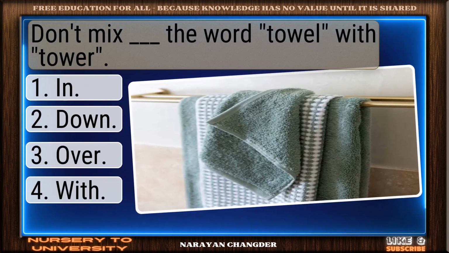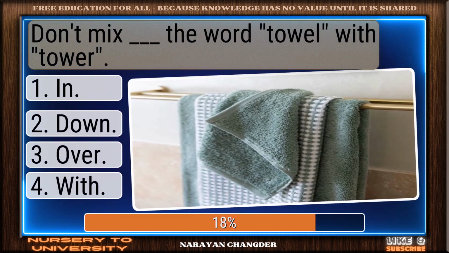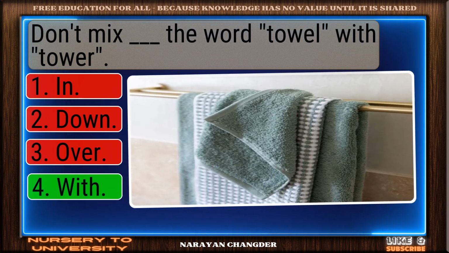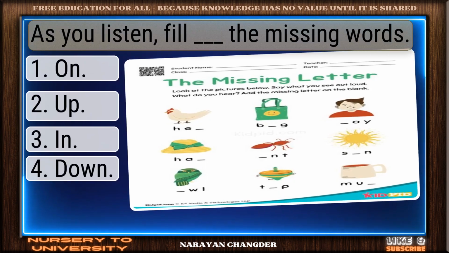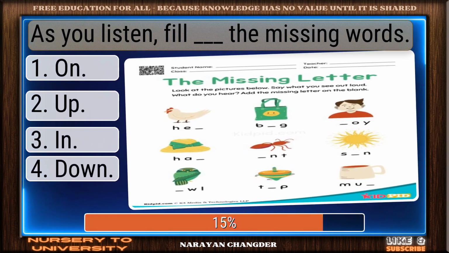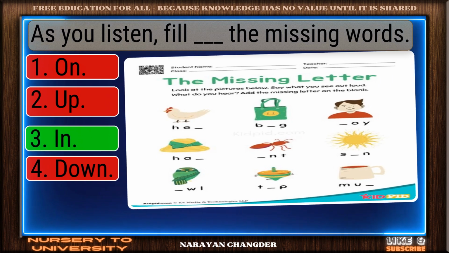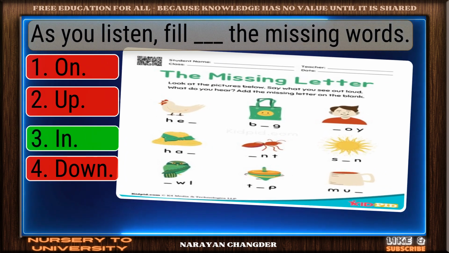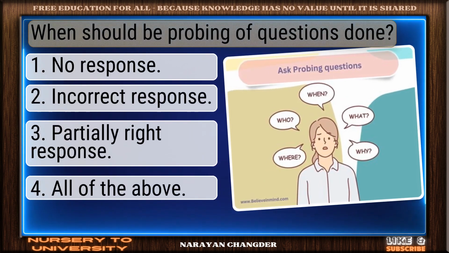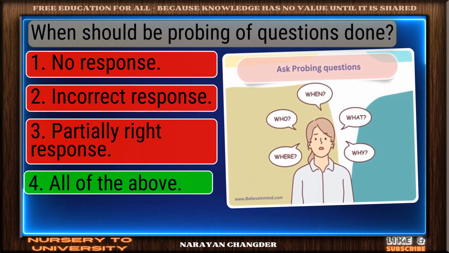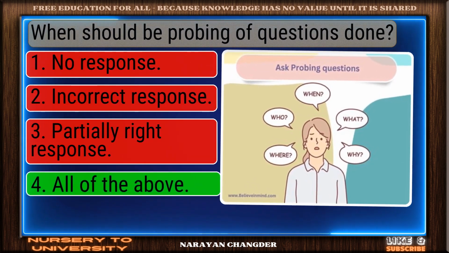Don't mix dash the word towel with tower. Good job. Your answer with works well here. As you listen, fill dash the missing words. Correct response. In is the most accurate answer. When should be probing of questions done? Well picked. All of the above is the correct answer.